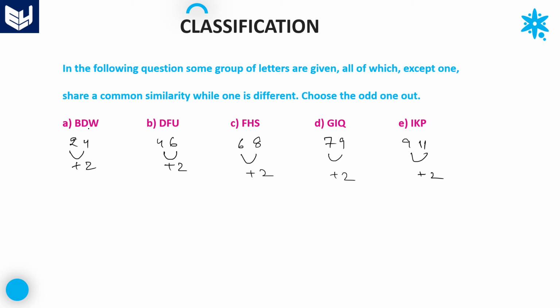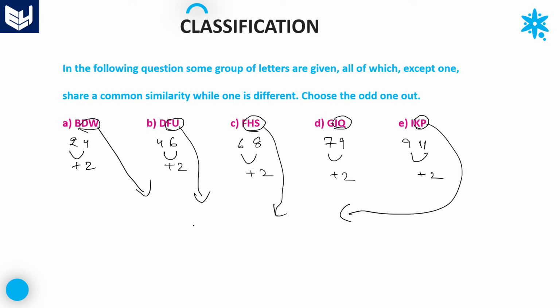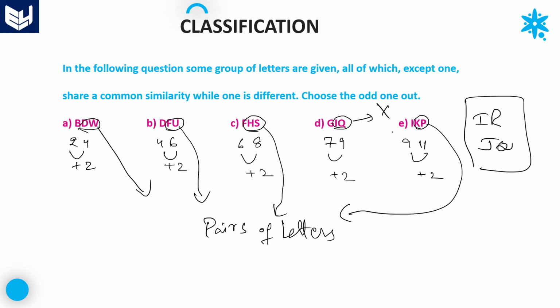But coming to the second letter and third letter, here DW, FU, SH, and also KP. All these are pairs of letters, but IQ is not a pair of letters. IR is one pair. JQ is one pair. IR, Indian Railways, that is one pair. Jack and Queen, this is one pair, but IQ is not one of the pairs.